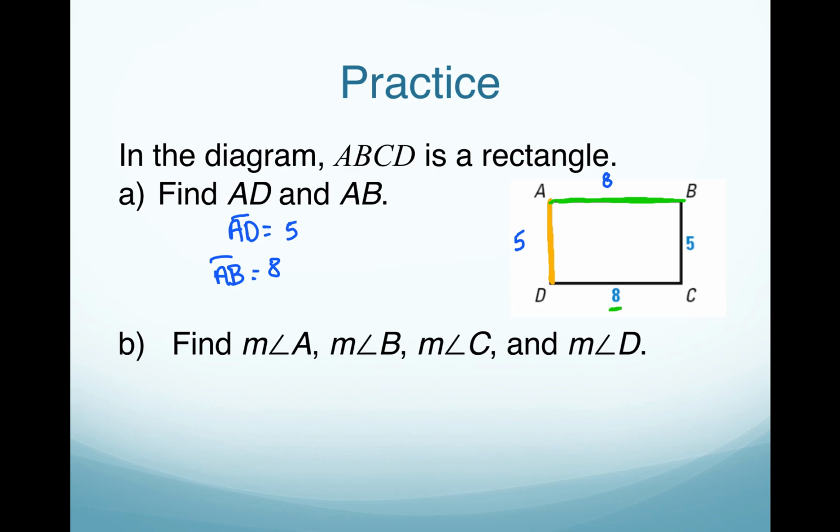Part B says find the measure of angle A, angle B, angle C, and angle D. Well, what do we know about rectangles? We know that all of its angles are right angles. It has four congruent angles. So we know that each of those is 90. So we could write, if we wanted to, measure of angle A equals measure of angle B, which is equal to measure of angle C, which equals measure of angle D, because they're all congruent, which equals 90 degrees. They're all 90 degrees.